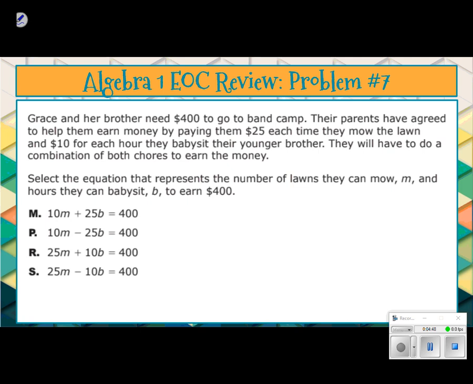So we know that we're adding, right? They're putting their money together. So that automatically throws out P and S. And then the rest of this is making sure that the coefficient lines up with the variable. So 25 for mowing the lawn. Mowing the lawn is M, so we need a 25M. That's why we will choose R.